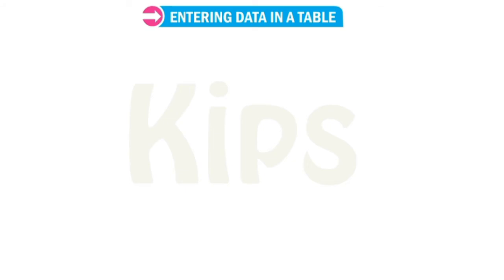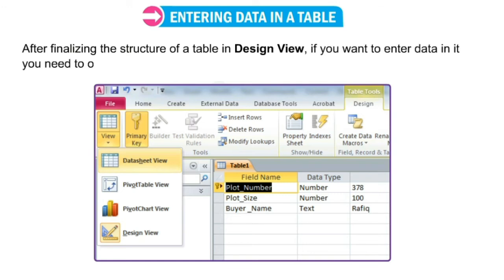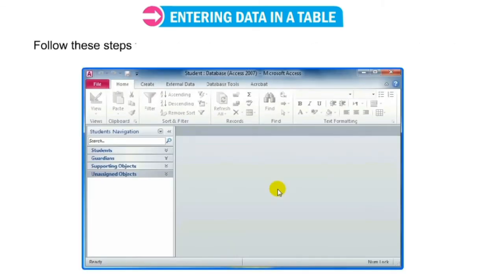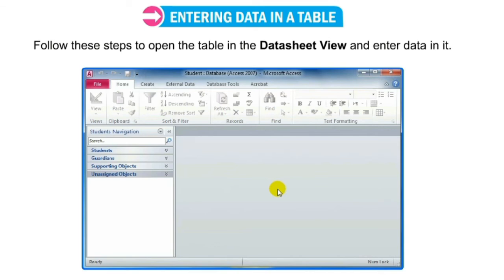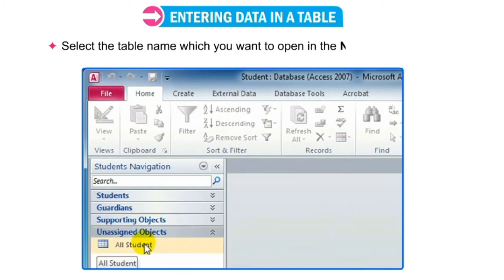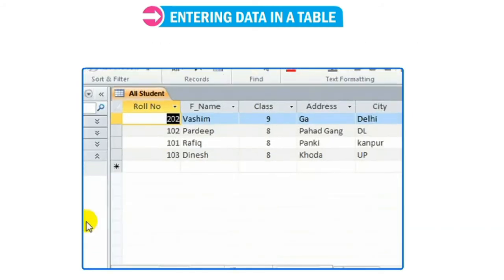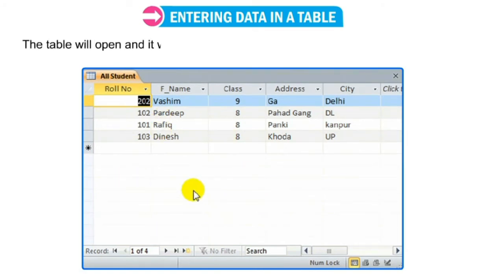Entering data in a table. After finalizing the structure of a table in Design view, if you want to enter data in it, you need to open it in the Datasheet view. Follow these steps to open the table in the Datasheet view and enter data in it. Select the table name which you want to open in the navigation pane. Double-click on the table. The table will open and it will look like an Excel spreadsheet.